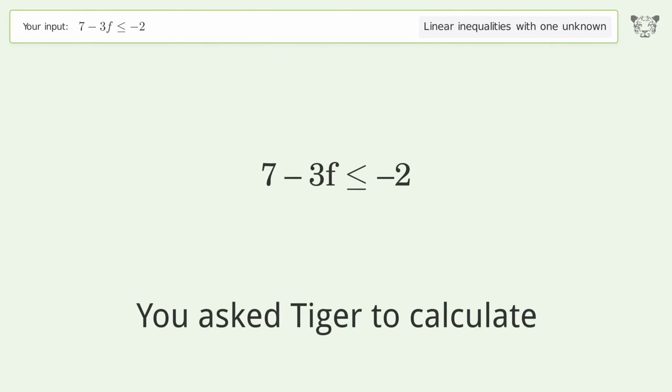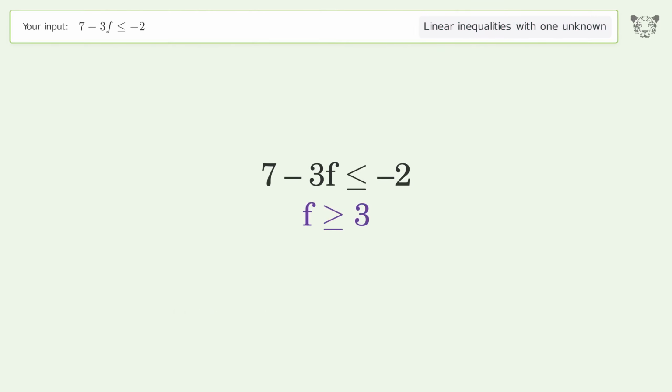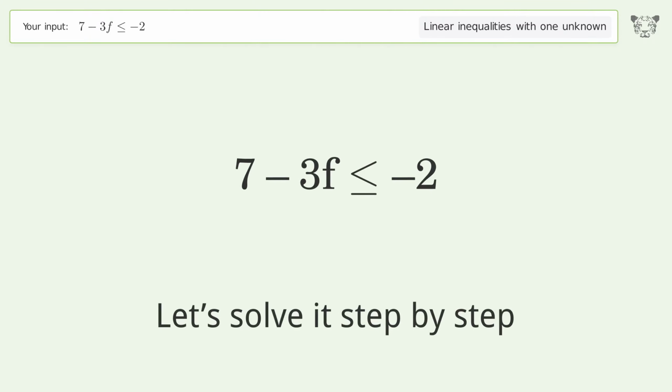You ask Tiger to calculate. This deals with linear inequalities with one unknown. The final result is f equal or greater than 3. Let's solve it step by step.